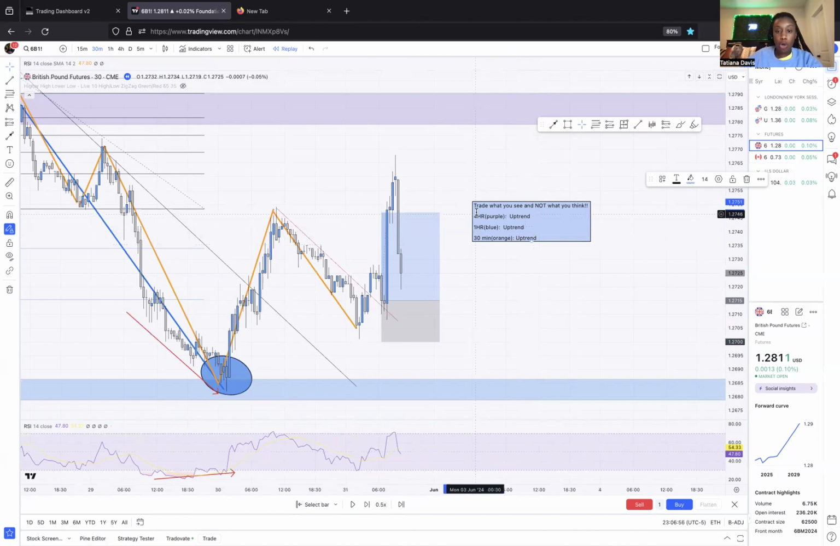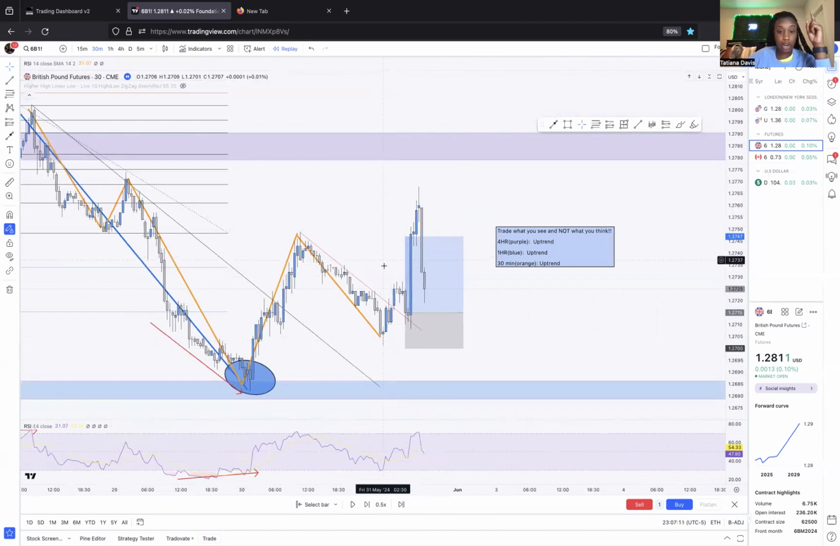So because all three of these time frames are on an uptrend, that is an indication for me that we are looking for a buy. So this is my first confluence. All of the structures on each time frame are in an uptrend. Let's go over my second confluence.